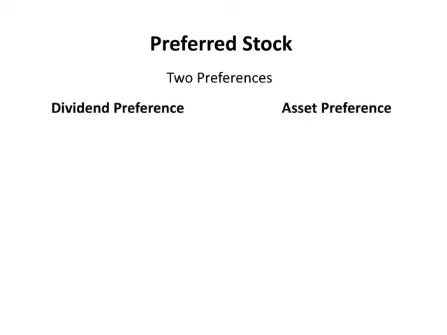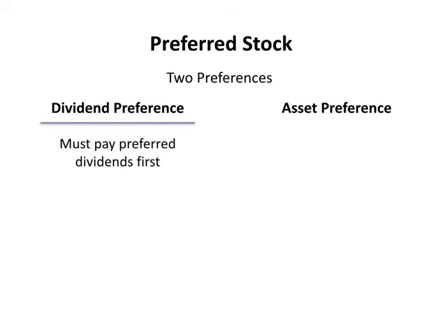The two preferences preferred shareholders have versus the common shareholders are a dividend preference and an asset preference. The dividend preference requires preferred dividends be paid first up to an anticipated rate before any common dividends can be paid. The asset preference means a prior claim on the issuer's assets and cash distributions in any reorganization or liquidation of the company. Note the phrasing of the dividend preference. Payment of the dividends up to an anticipated rate.